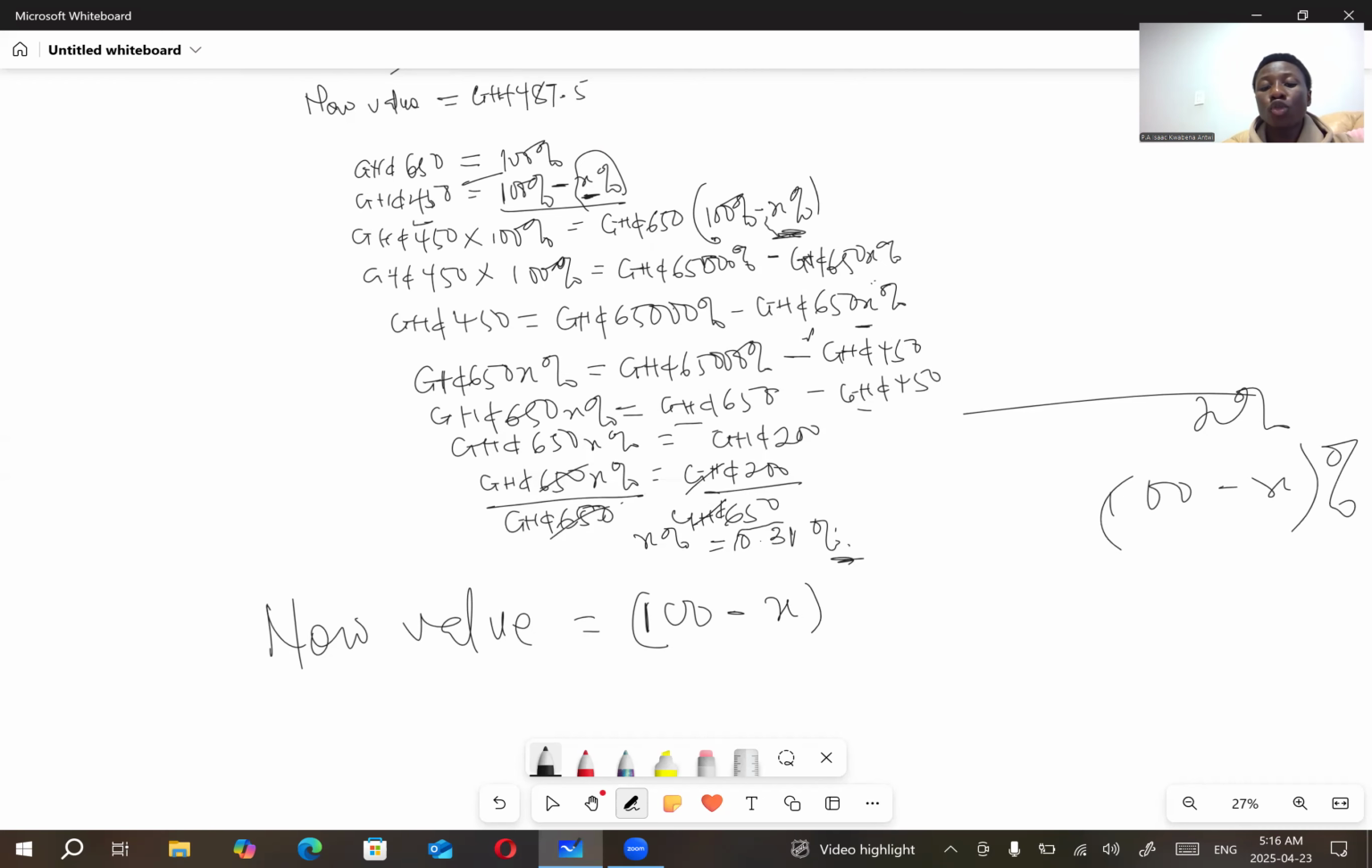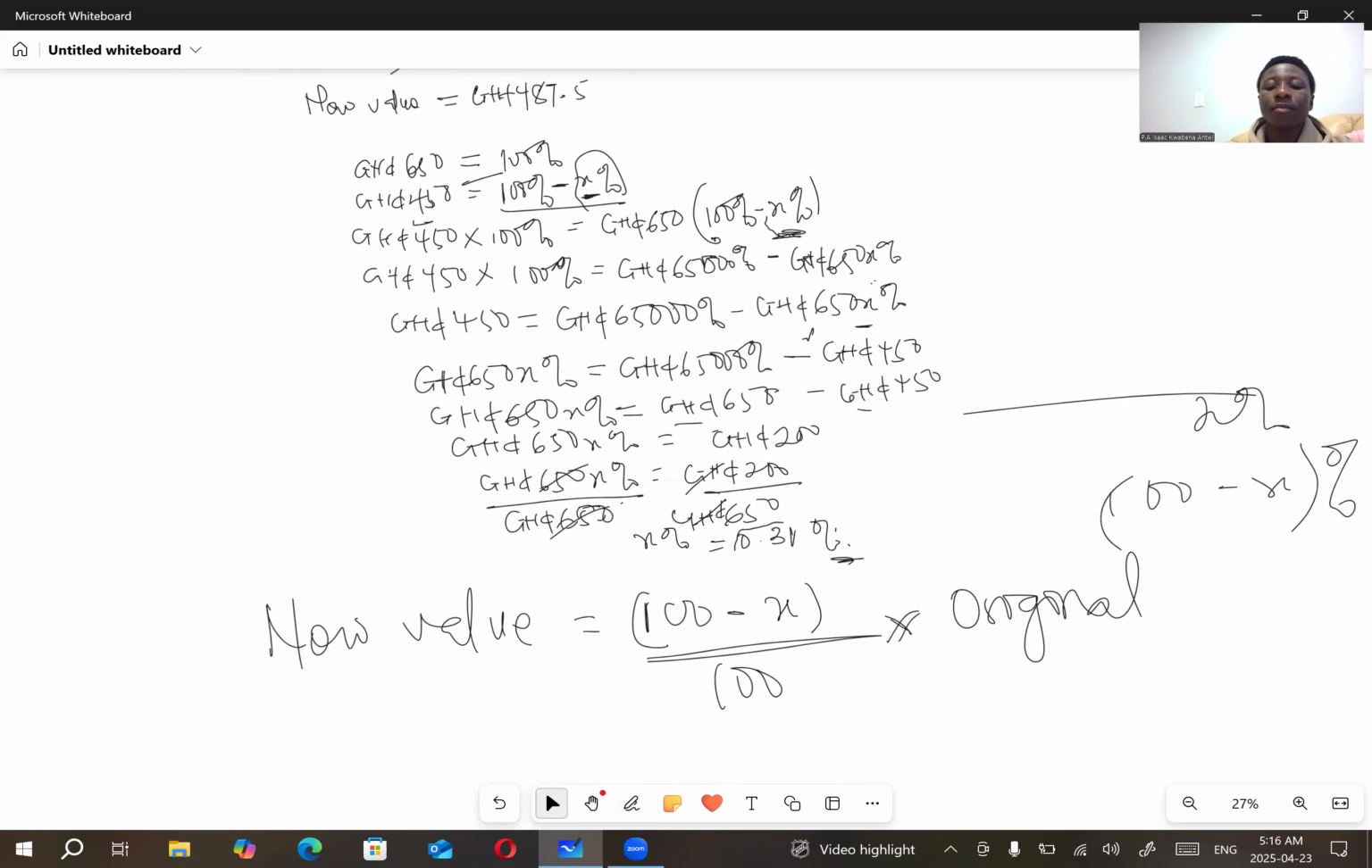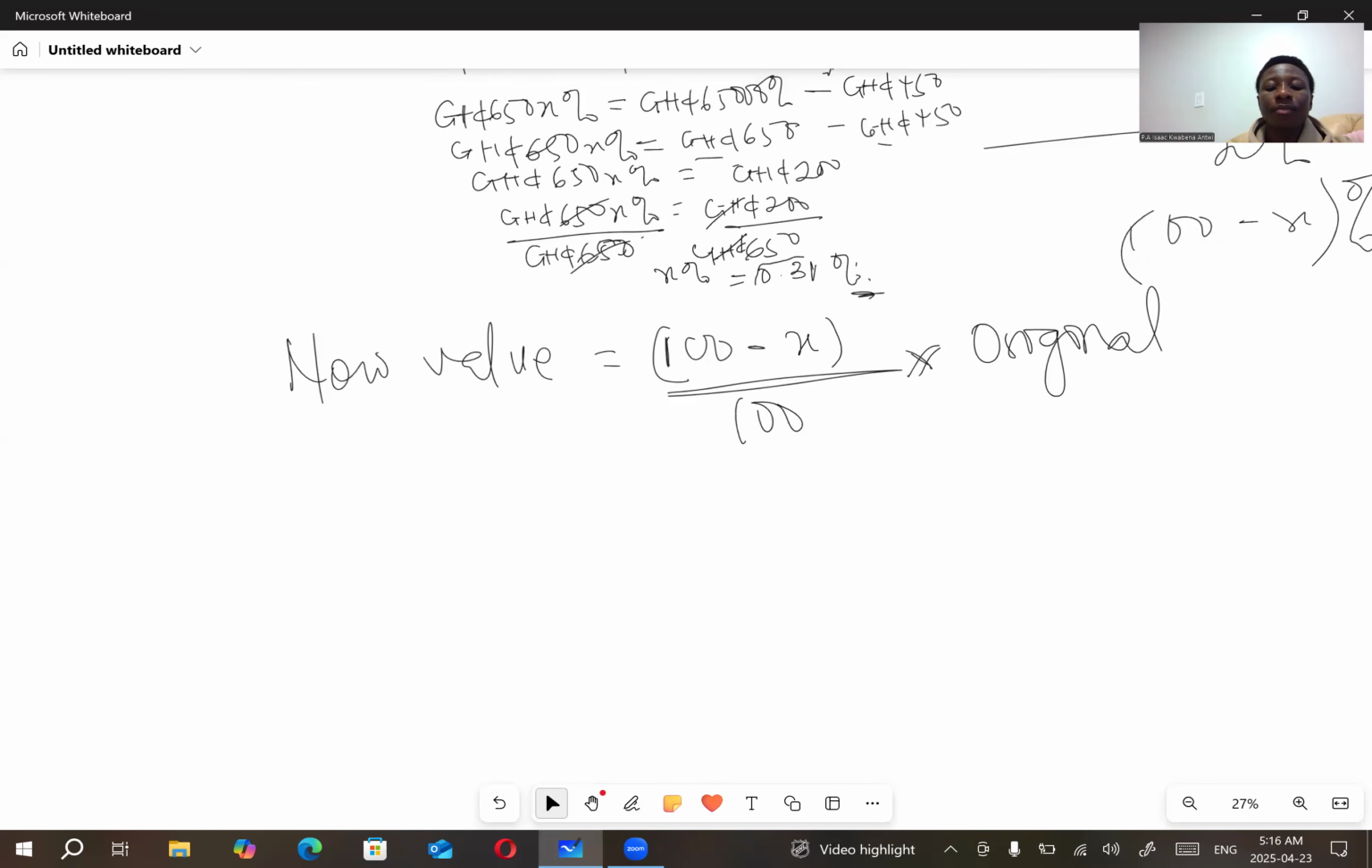But that percent, if you want to solve, you divide by 100. So let's divide by 100. I'm just putting everything in one. So it should be 100 minus X all over 100 times the original value. So that is one formula.